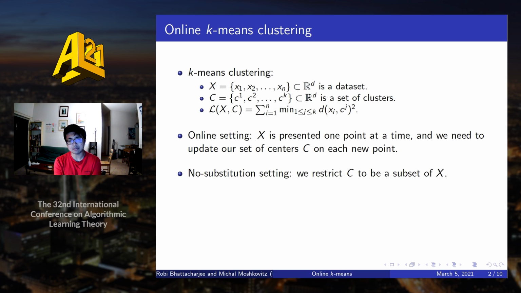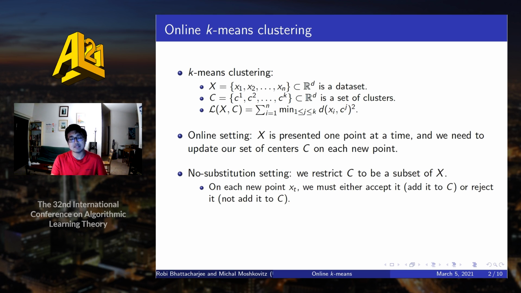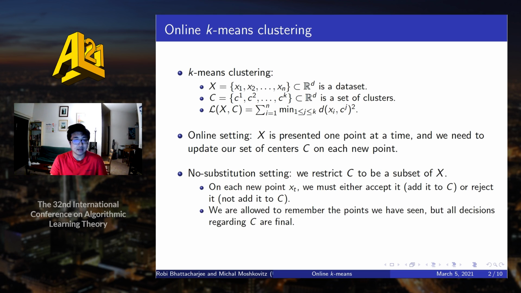In the no-substitution setting, we restrict C to be a subset of X, and we have the following restrictions. First of all, every time you add a new point xt, you must either accept it, meaning you put it as a cluster center, or reject it, meaning don't add it. And all decisions made regarding C are final. So in this setting, we are allowed to remember points or forget them. Our memory is a little bit more flexible than it is in many clustering settings. However, the inflexible part is how we submit our answer at the end of the day. Our decisions are final. So the goal is, of course, to minimize loss.